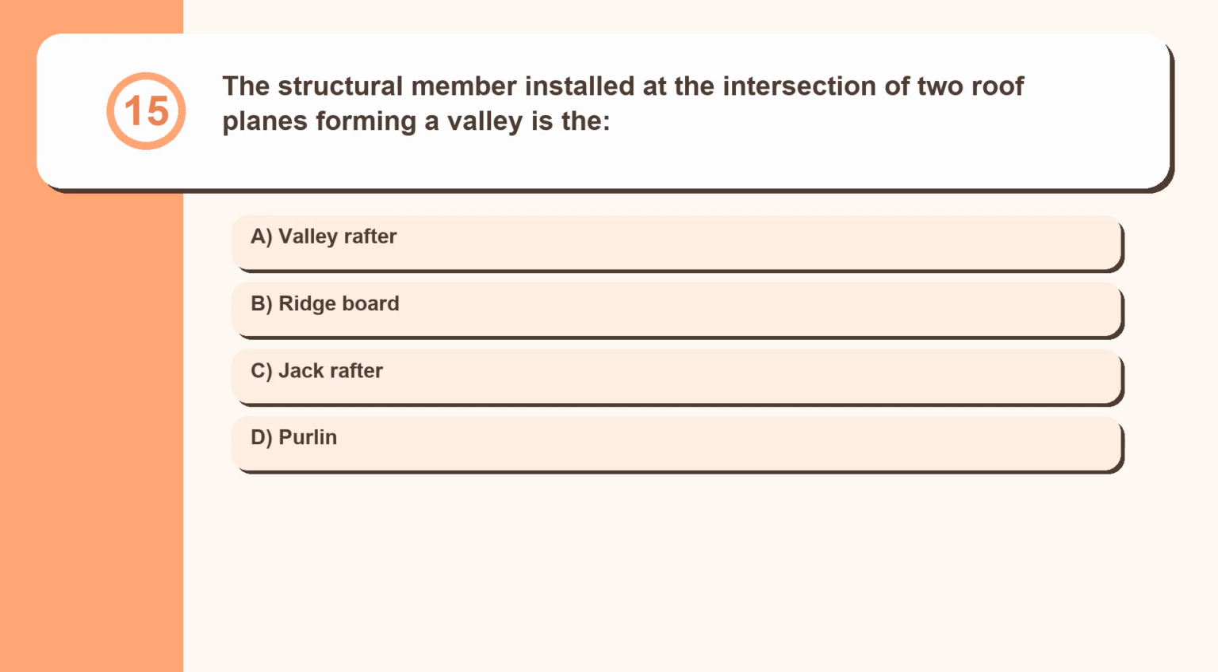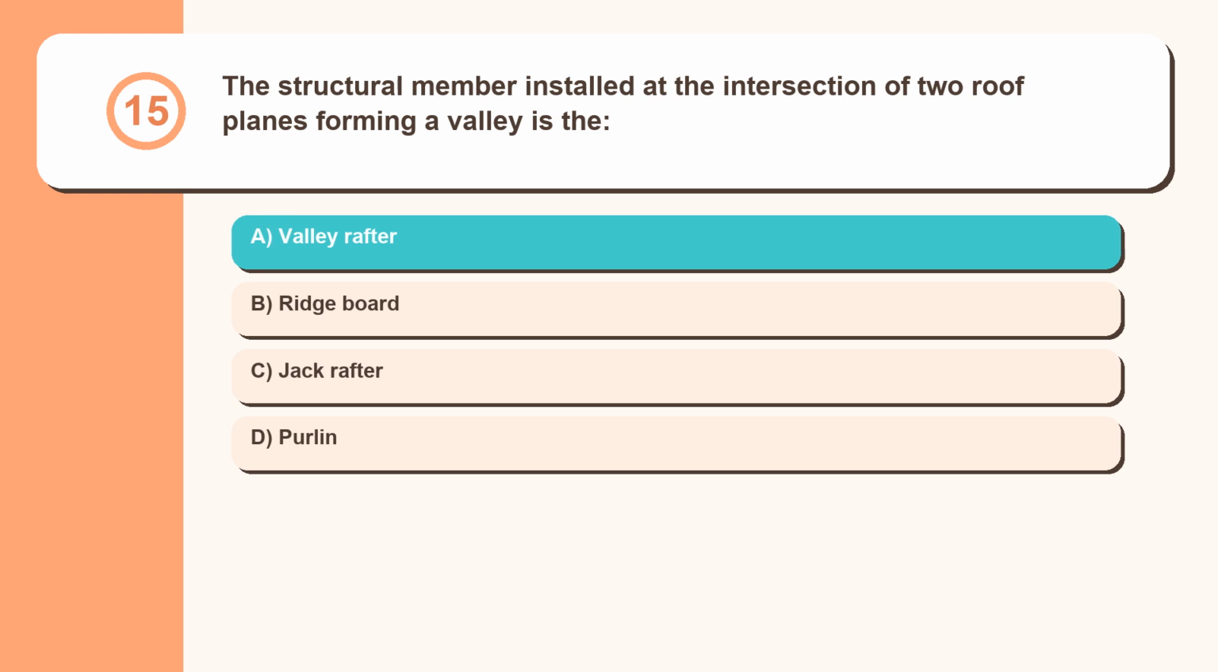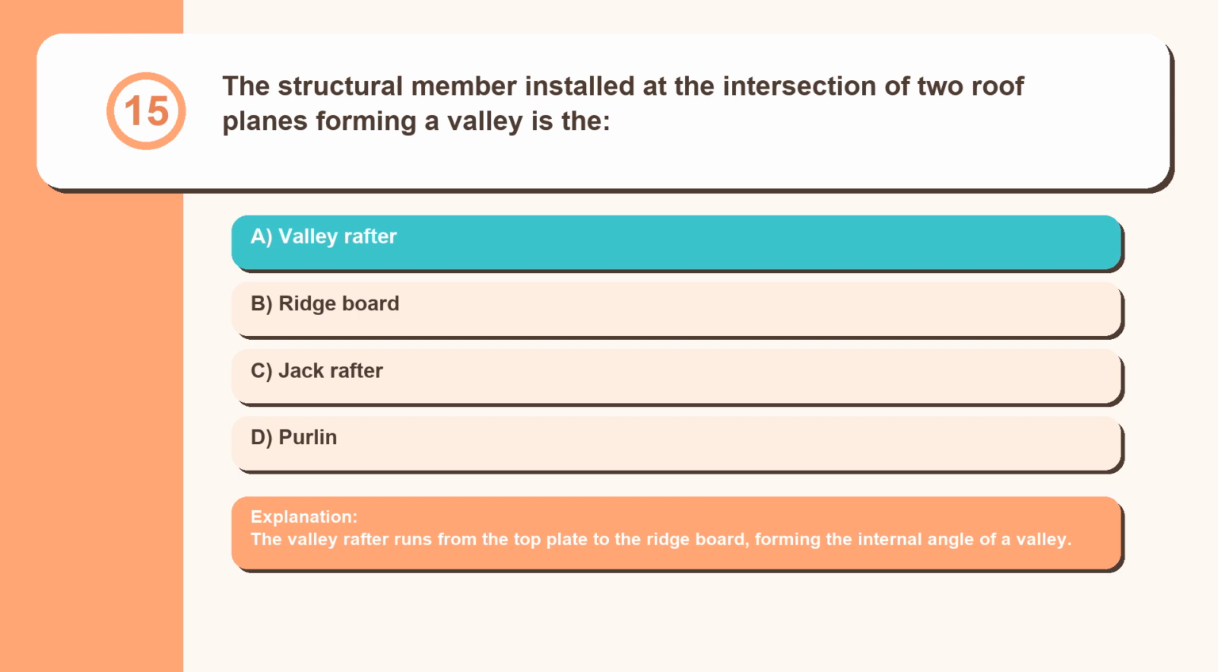Question 15. The structural member installed at the intersection of two roof planes forming a valley is the valley rafter, ridge board, jack rafter, purlin. The valley rafter runs from the top plate to the ridge board, forming the internal angle of a valley.